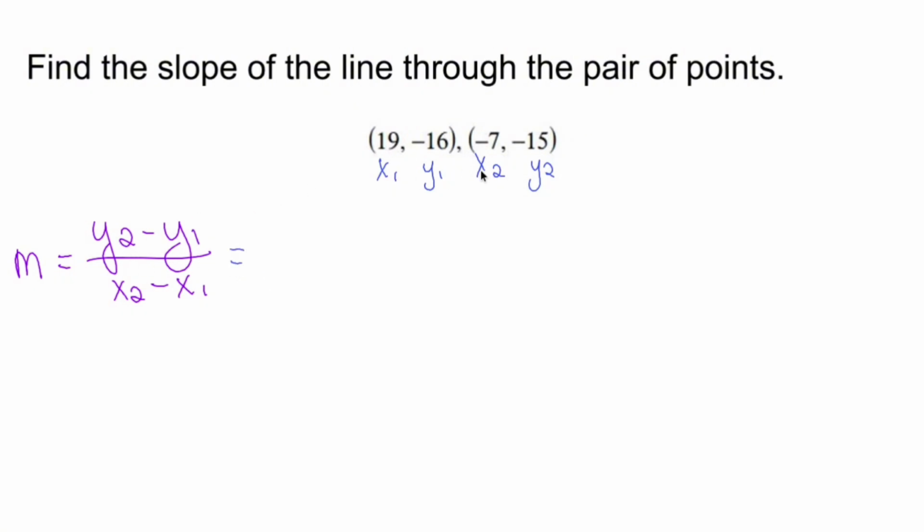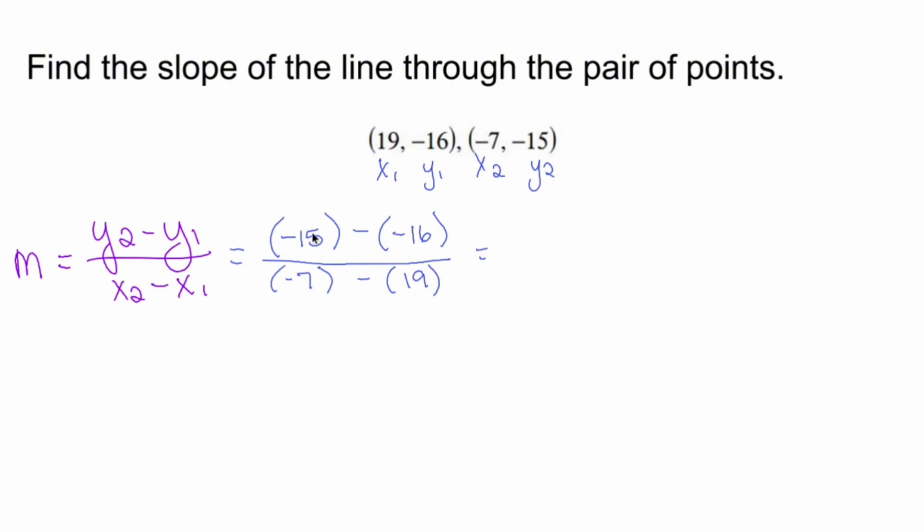Okay, so y sub 2 is negative 15, and when you substitute negative 15 or any number into any of these, you're going to replace them with parentheses and that number. So y sub 2 becomes parentheses negative 15, close parentheses, minus sign. Y sub 1 is parentheses negative 16, close parentheses, all over. X sub 2 is parentheses negative 7, close parentheses, minus sign in the middle. X sub 1 is parentheses 19, close parentheses.